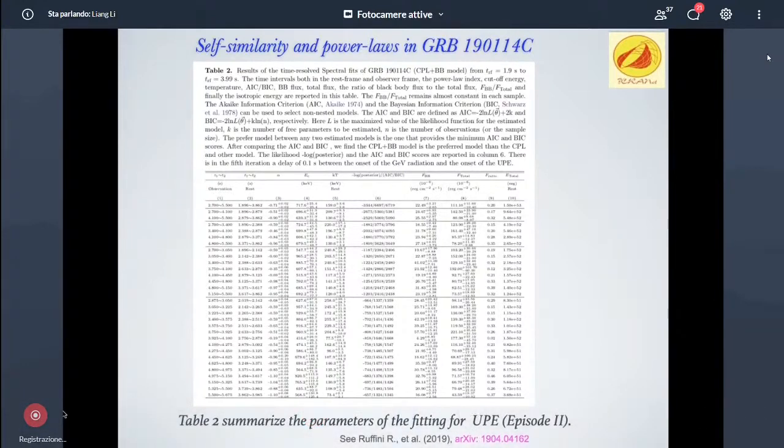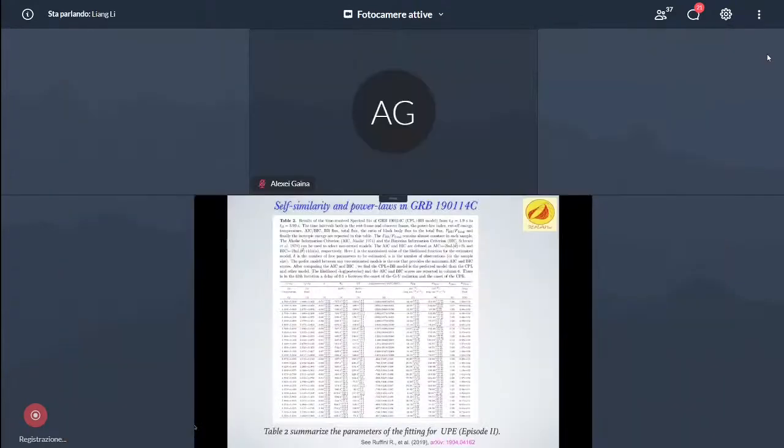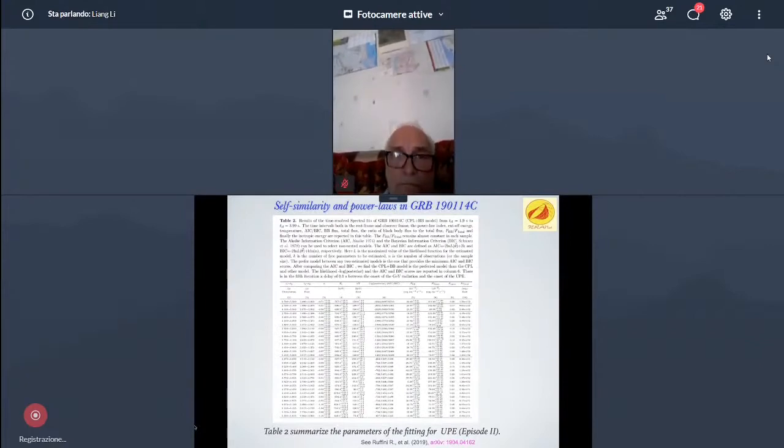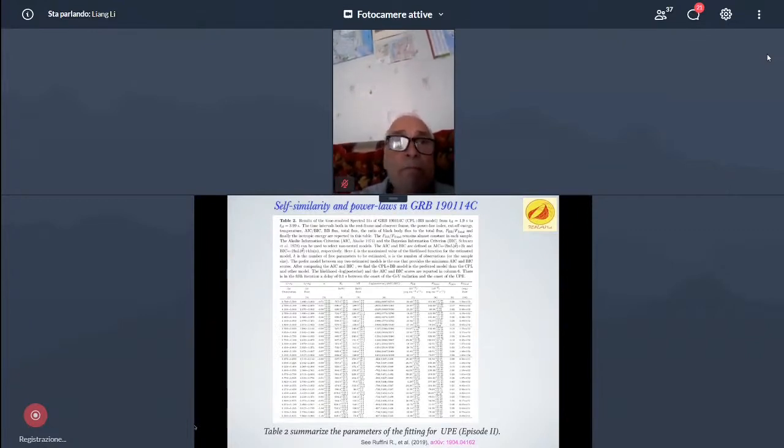Then the seventh and eighth columns are the black body flux and the total flux. The next column is the ratio between the black body flux and the total flux. The last column is the isotropic energy for each individual spectrum.